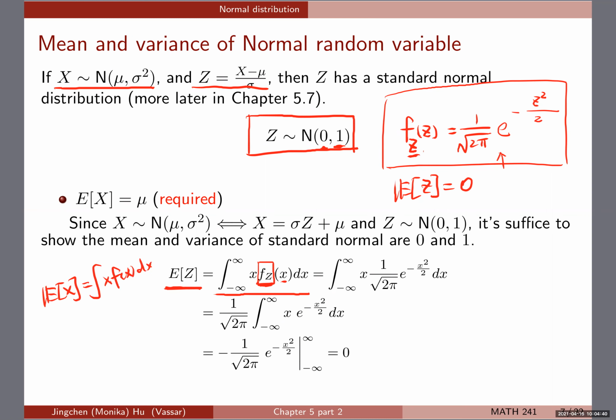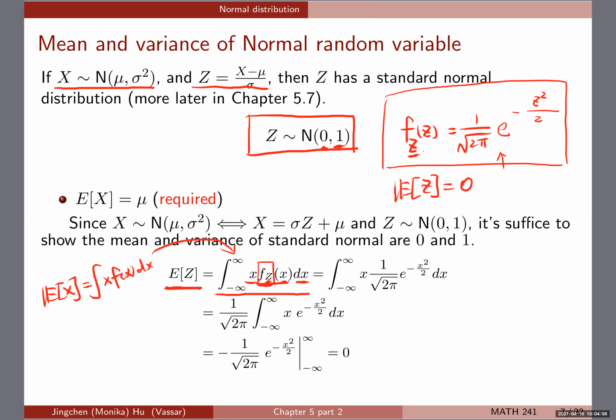So what I'm doing over here is that everything is about Z, but I'm using x as a dummy variable just to avoid all of the complication. So we have x f_Z(x), and then dx. This is directly by the definition of the expectation.